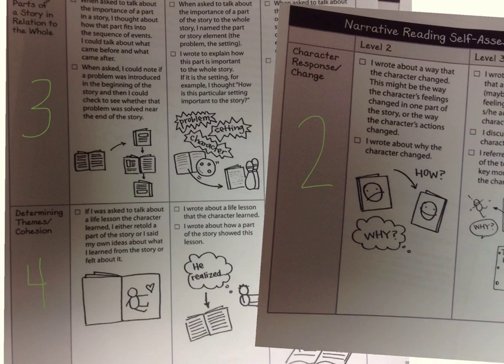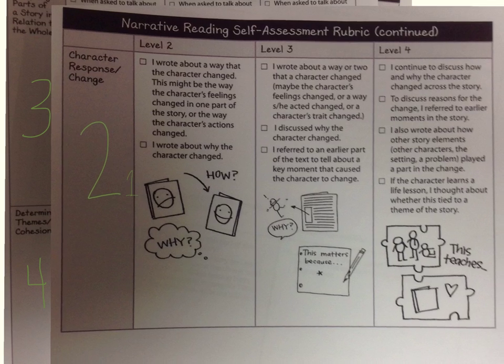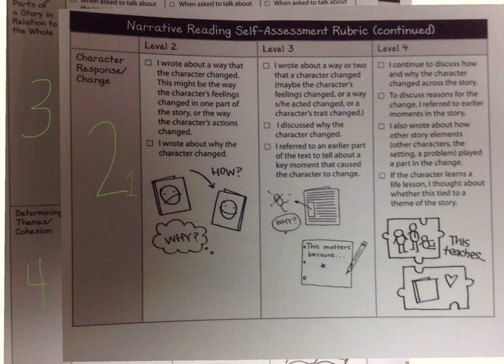Readers, if you had trouble with question 2, then your possible goals are on the last page. You're going to look under level 4, and your possible goals are to continue to discuss how and why the character changed across the story, to discuss the reasons for the change, to consider how other story elements, such as characters, setting, or problem, played a part in the change, or finally, if the character learns a life lesson, I thought about whether this is tied to the theme of the story.